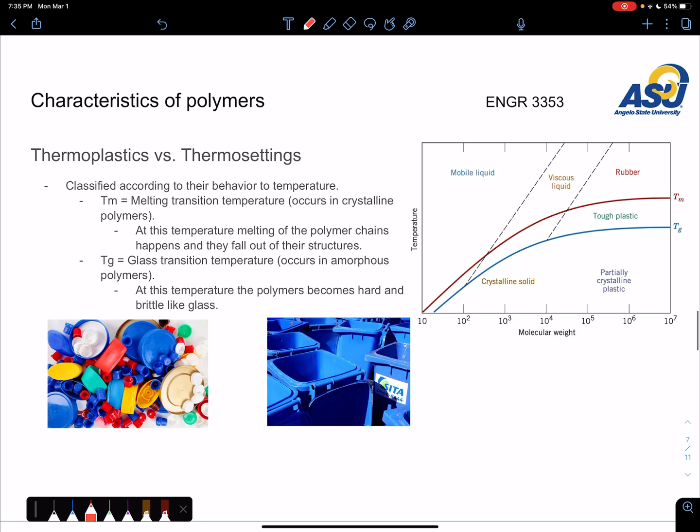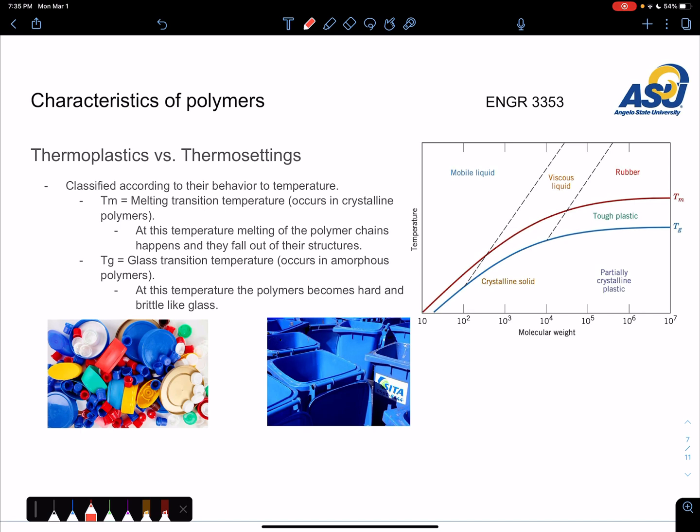So some characteristics of polymers. So thermoplastics versus thermosettings. These are two different ways that polymers can also be characterized. And so they're classified in this manner according to their temperature. So T sub M is their melting transition temperature, and that occurs in crystalline polymers. And if you remember, crystalline simply means that it has a structure within it.